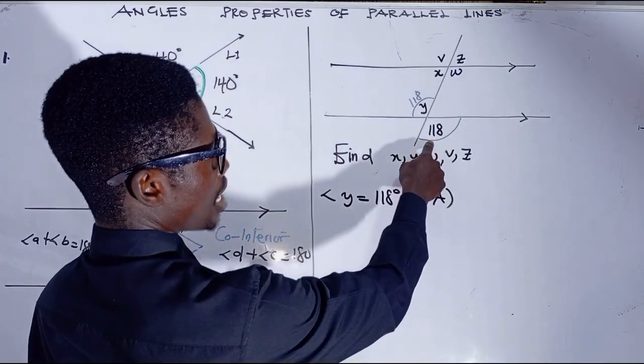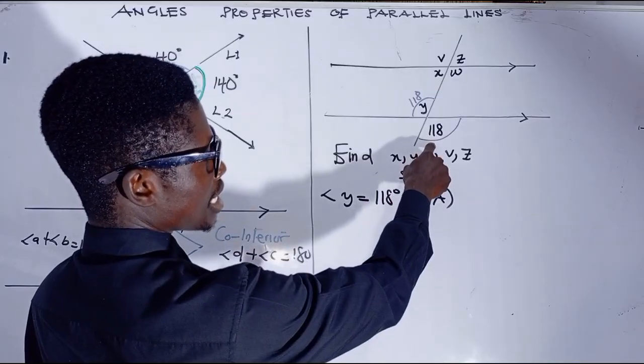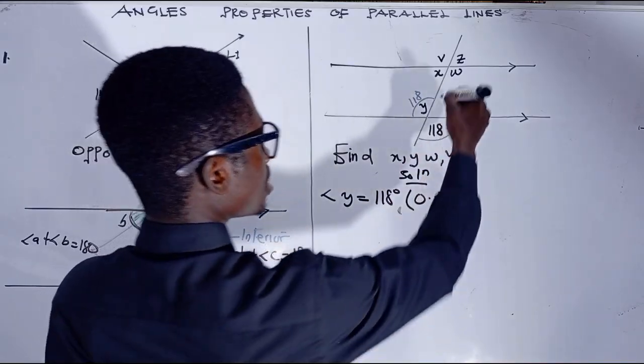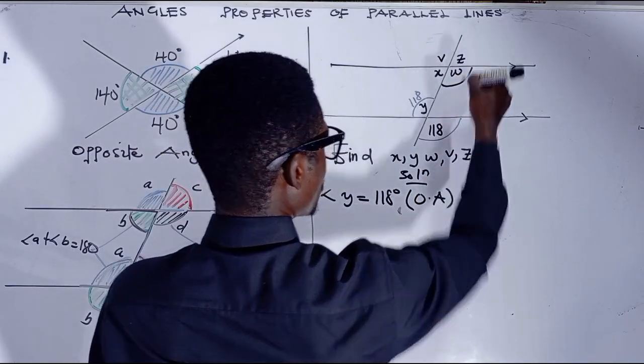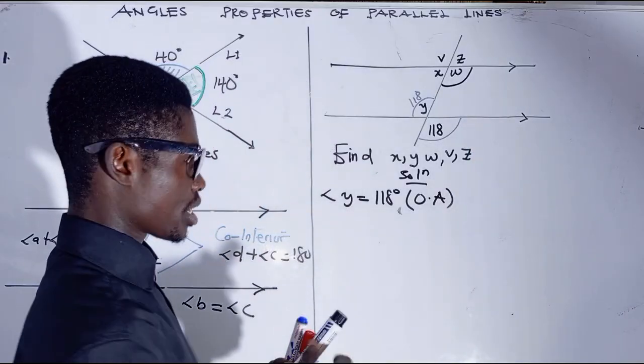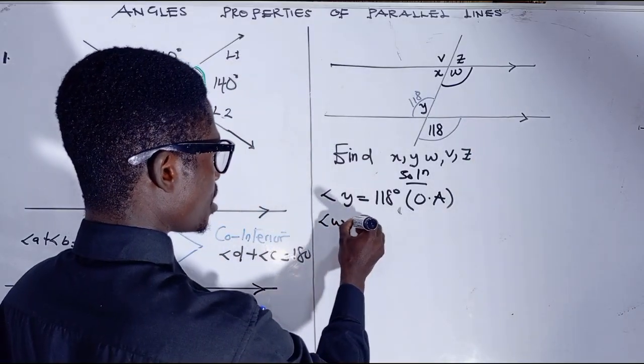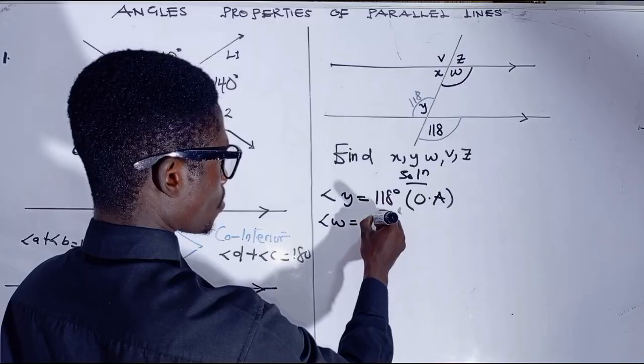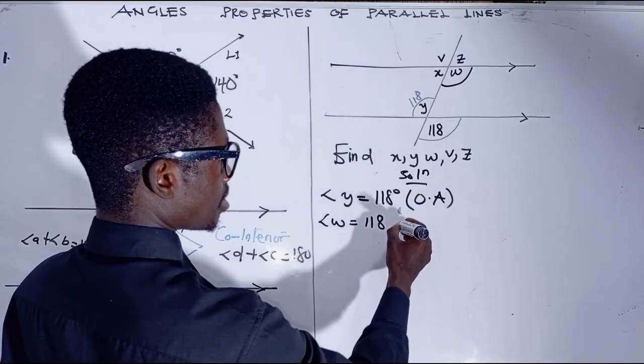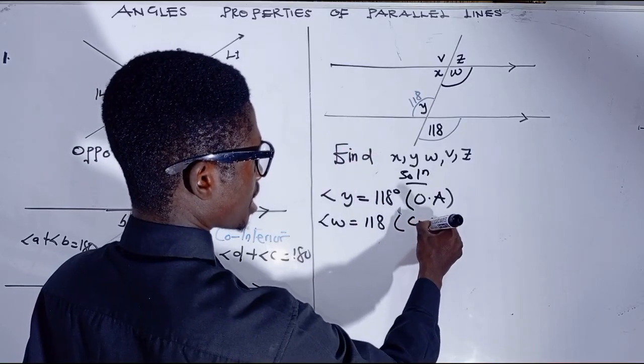Now from the same angle 118, you can see that angle 118 corresponds to angle what? W. So you can say that angle W is also equal to what? 118. We are using what? The corresponding angle concept.